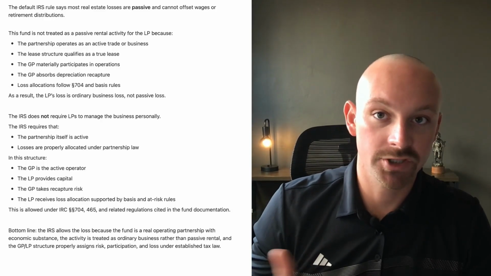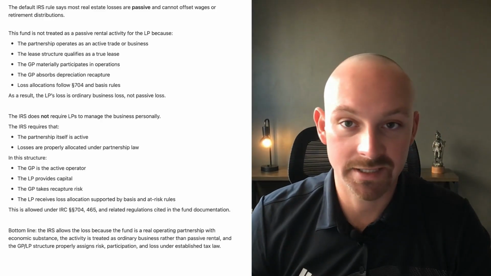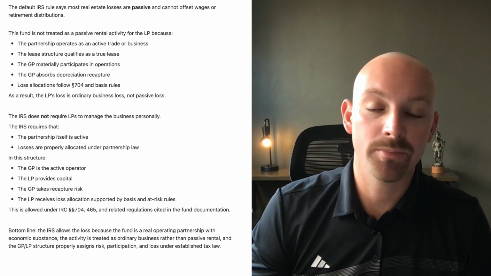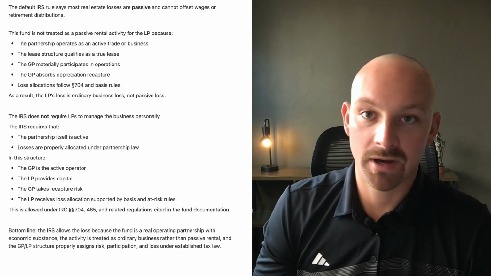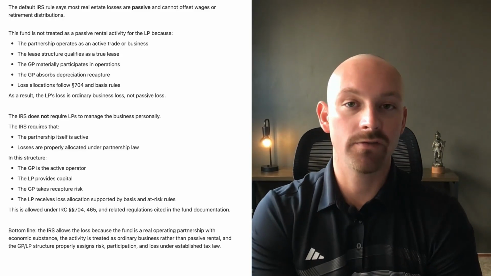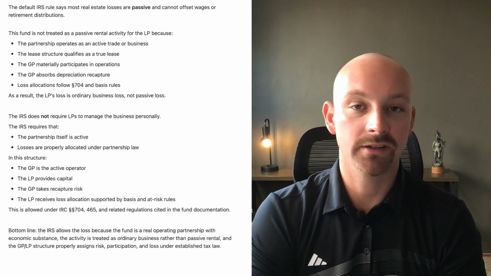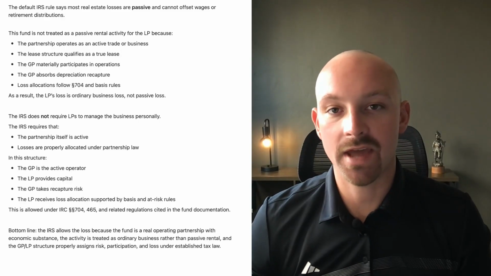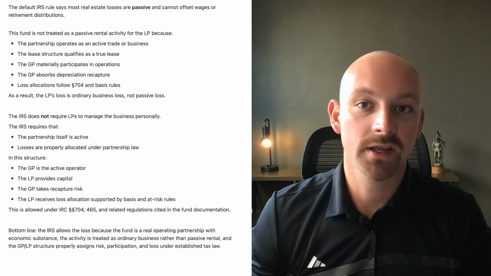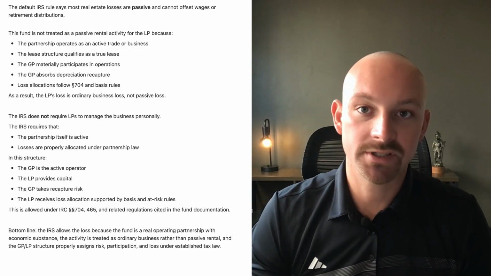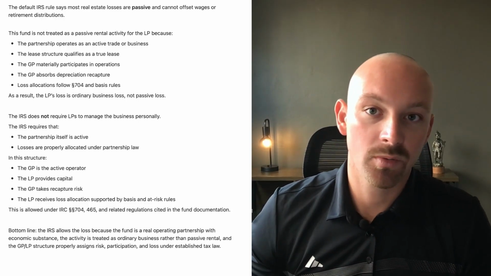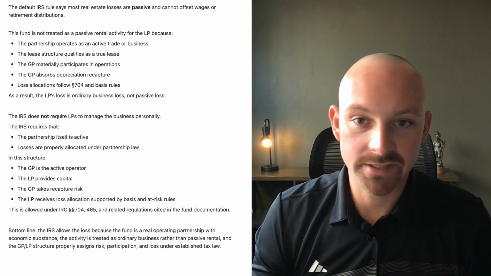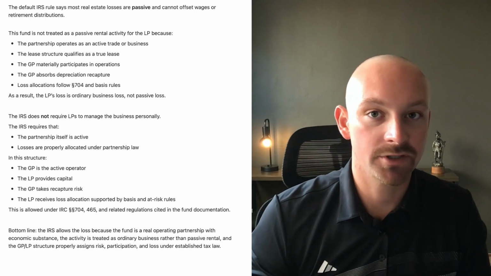And in this structure, the GP is the active operator. The LP provides the capital. The GP takes the recapture risk, and the LP receives the loss allocation supported by the following rules. So it's allowed under 704, 465, and the related regulations that are cited in the fund documentation. The bottom line here, guys, is that the IRS allows the loss because the fund is a real operating partnership with substance. The activity is treated as ordinary business rather than passive rental. And the GP-LP structure properly assigns risk, participation, and loss under established tax law.